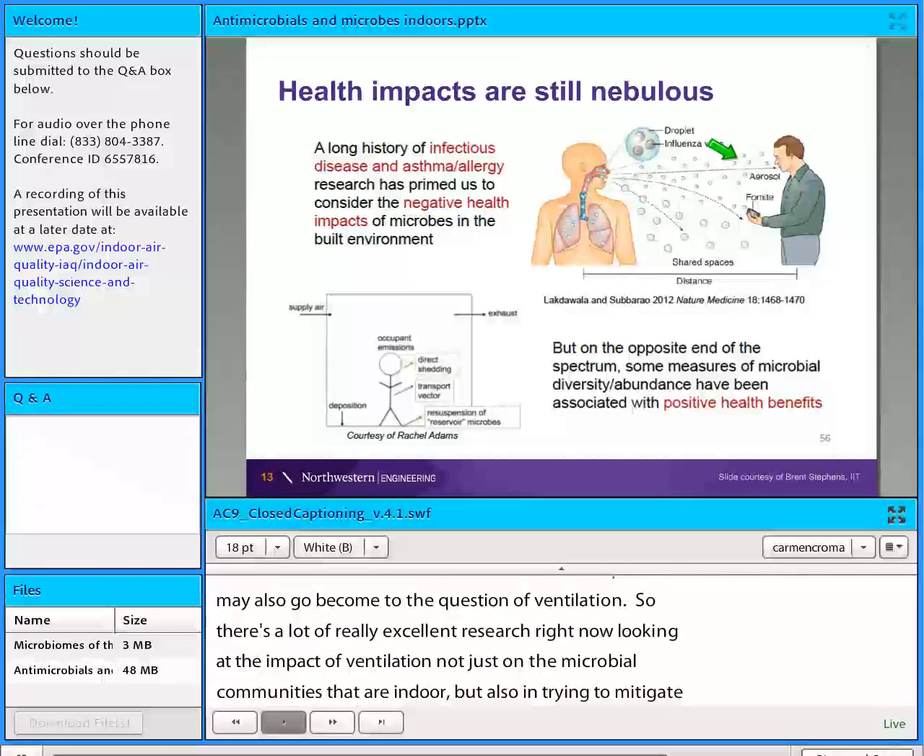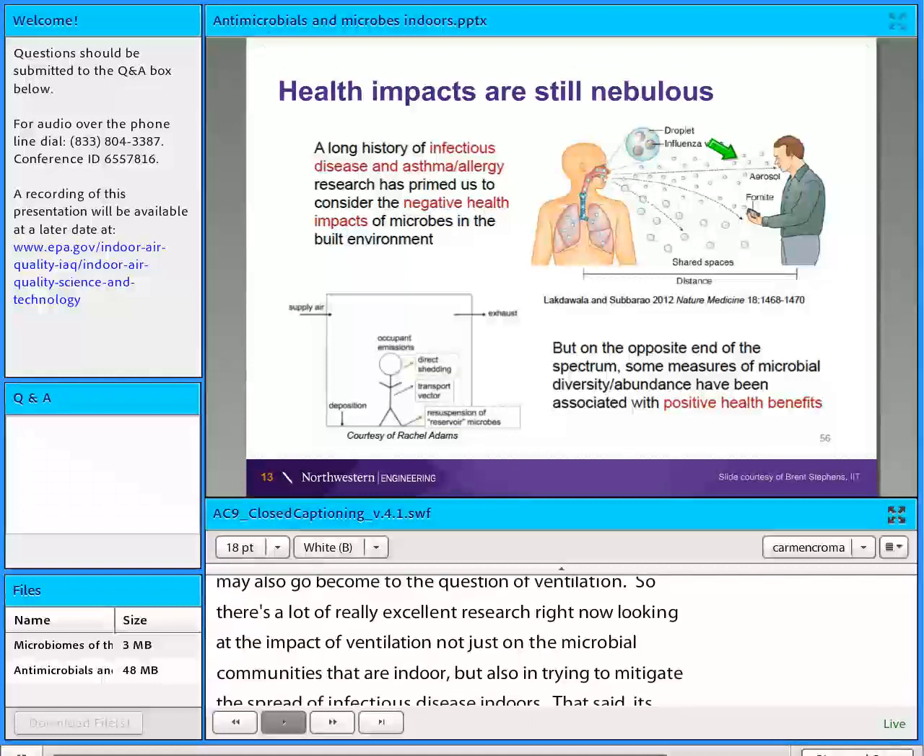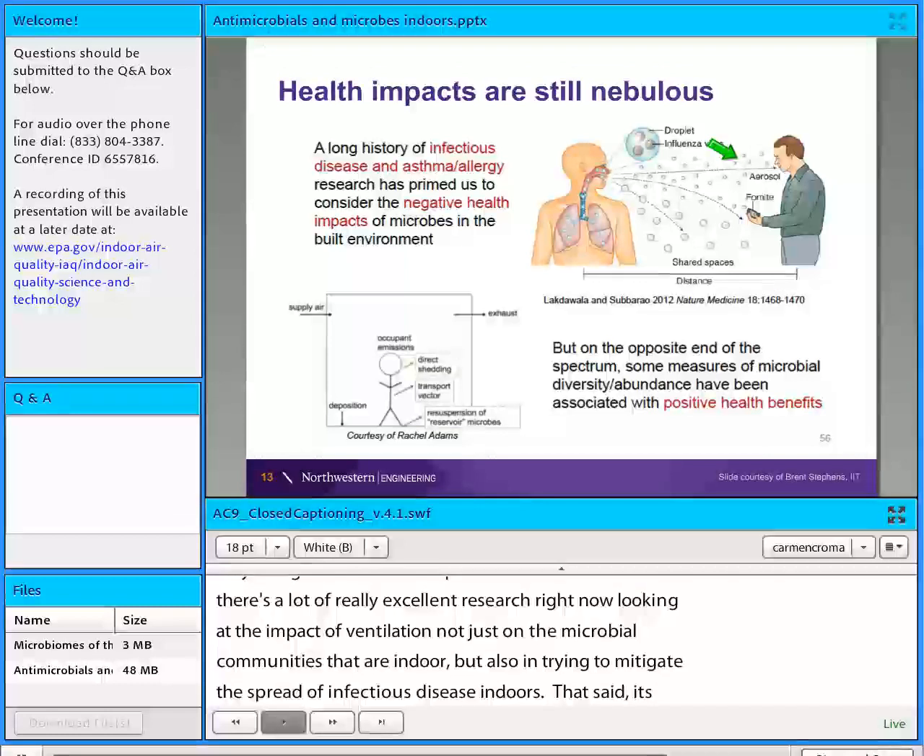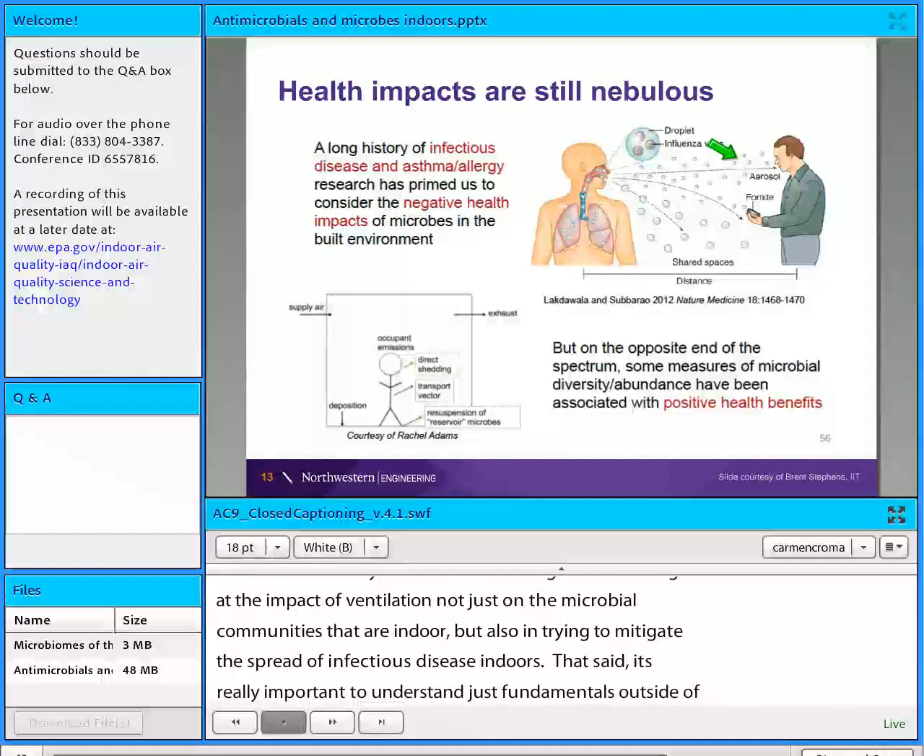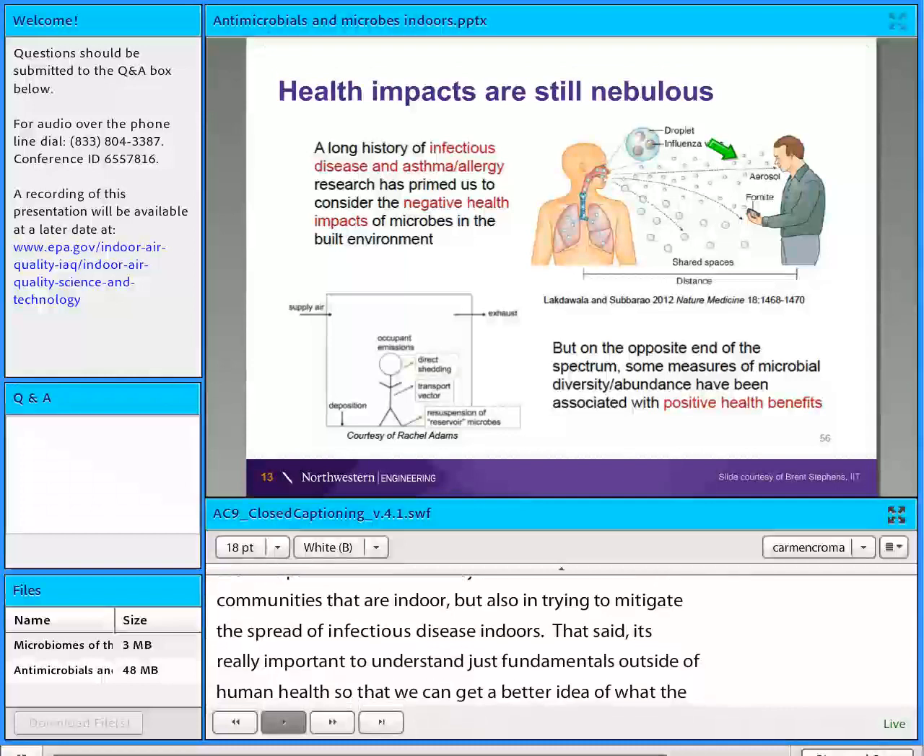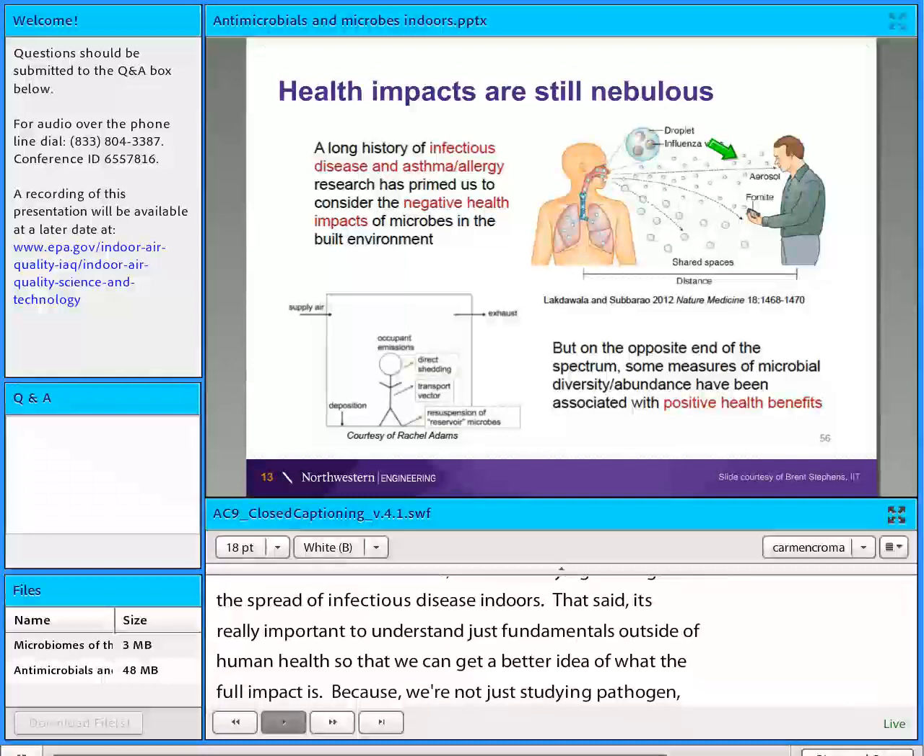That said, it's really important to understand just the fundamentals outside of human health so that we can get a better idea of what the full impact is, because we're not just spreading pathogens. We're shedding microbes around us all the time, whether we're healthy or carrying an infection. And again, some of those microbes may be very important.